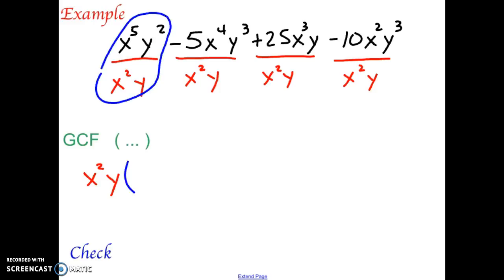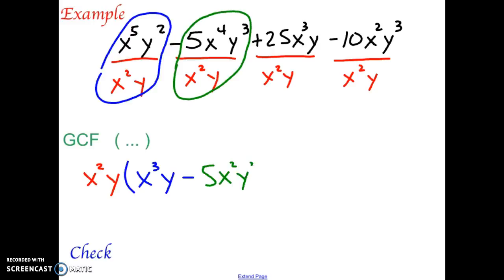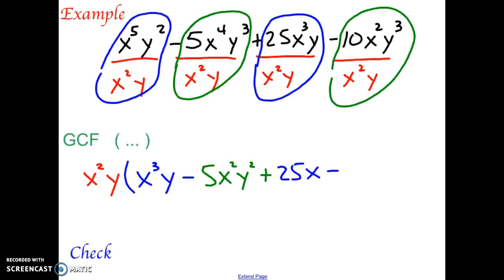So as we do our first division, we're going to get x cubed and y. We're going to keep the sign the same. Do our next division, we're going to have 5x squared and y squared. Going to keep that sign the same. Now we're going to get 25x. The y over y will be 1. Keep that sign the same. And with the last term, we're going to get 10. X squared over x squared will be 1. Y cubed over y will be a y squared.